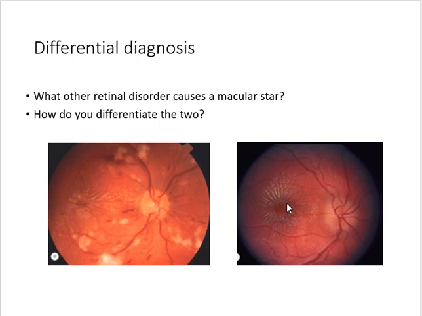Here's neuritis, optic neuritis, and here we've got the macular star, and we don't have any cotton wool spots or hemorrhages, but we do have a swollen optic nerve. So that's your differential. If you have a macular star with a swollen optic nerve, it's related to neuritis. If you have a macular star with hemorrhages, cotton wool spots, and a nice looking optic nerve, then it's a hypertensive retinopathy diagnosis.